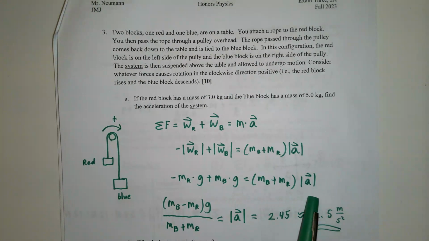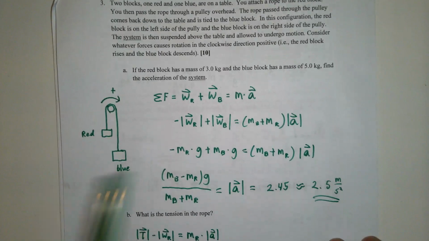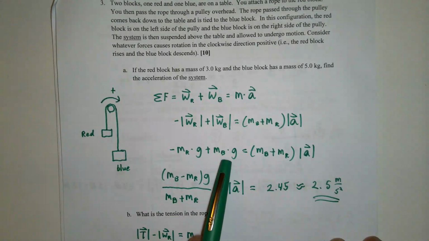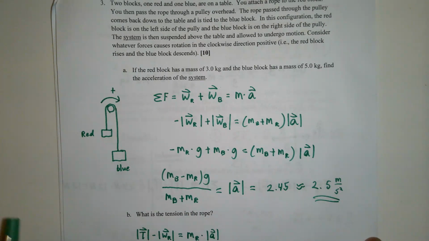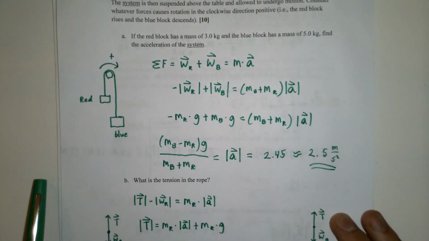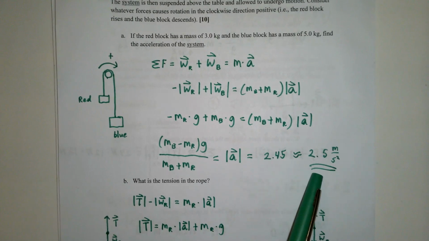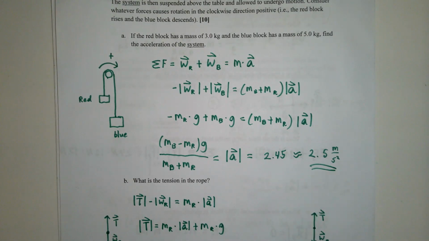This is how we'd represent the two weights of the blocks, one in the negative direction, one in the positive direction, that's contributing to rotation downwards on the right side of the pulley. And we find that the acceleration of the system is 2.5 meters per second squared downwards, or in the positive direction, or causing clockwise rotation.